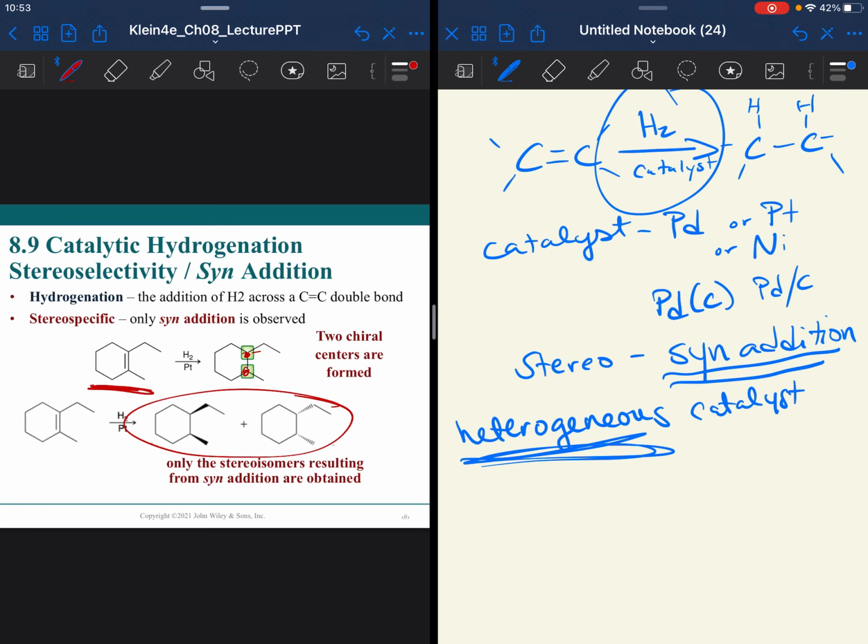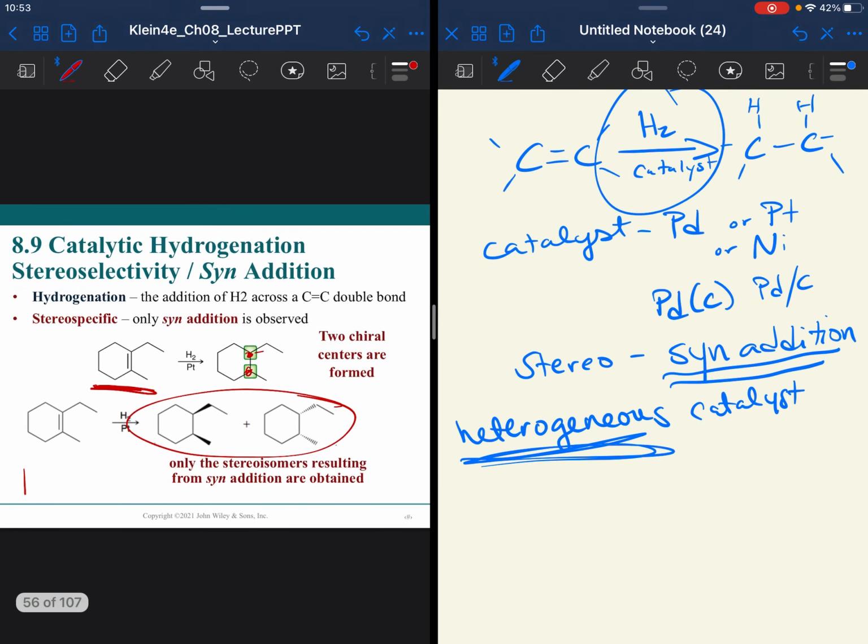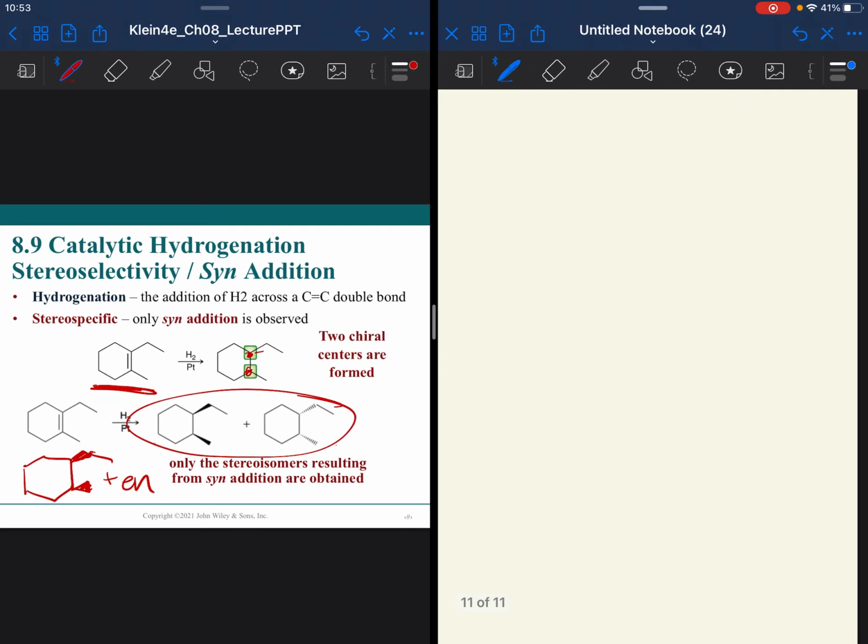Now, depending on the practice set, you may just see one or the other, or sometimes what you'll see is one answer plus En. Instead of drawing out both enantiomers, the plus En just means they could have either added from the front or the back.